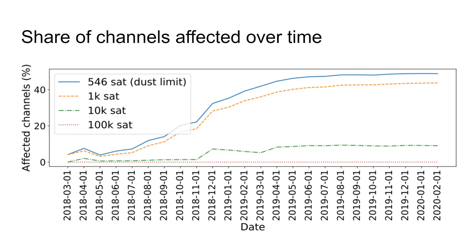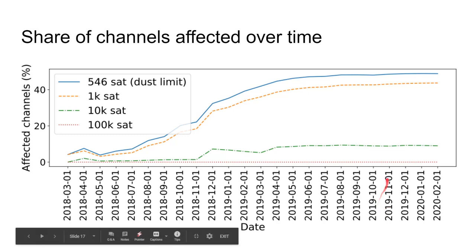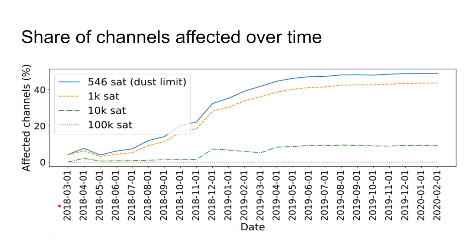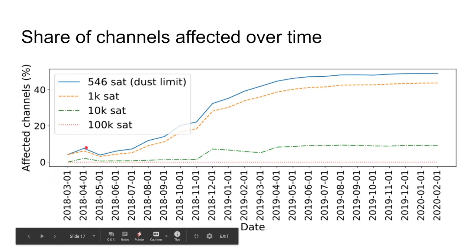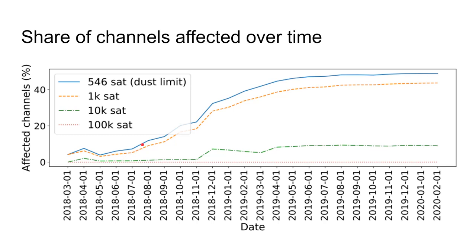We also generated a number of snapshots on the first of every month from the 1st of March 2018, just after the launch of the Lightning Network on mainnet, and we calculated how this share of affected channels has changed over time. And we observe that it has been rising for different transaction amounts. This blue line is the dust limit, and here we have 1k, 10k, and 100k satoshis.